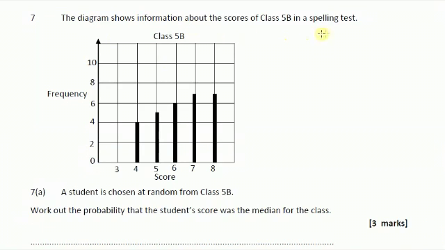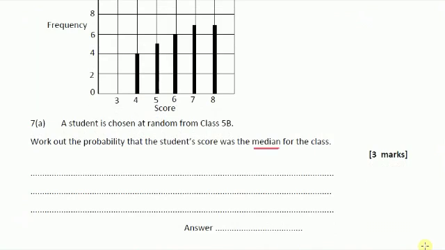The diagram shows information about the scores of 5B. A student is chosen at random from class 5B. Work out the probability that the student's score was the median for the class. So for this, we have to look at each score and see how, well, first of all, I suppose I should think, what is a median? The median is equal to the middle score when they've all been arranged in order. So we have to look at all the scores of all the students. So 4 students scored 4 points, had a score of 4 each.